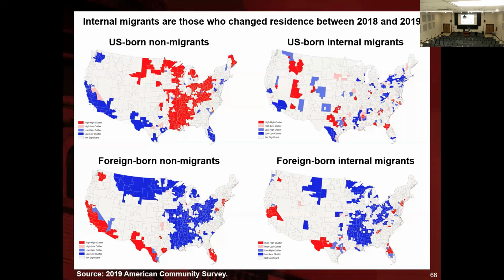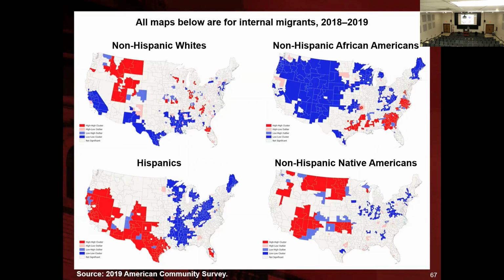So here I'm breaking down those that did not move in the period between 18 and 19 by nativity, and those that moved between 18 and 19 by nativity. And in this map here, it's only for those that moved. All the maps below are for internal migrants, people that moved between 18 and 19. But now I break them down by race and ethnicity: non-Hispanic whites, non-Hispanic African Americans, Hispanics, and non-Hispanic Native Americans.